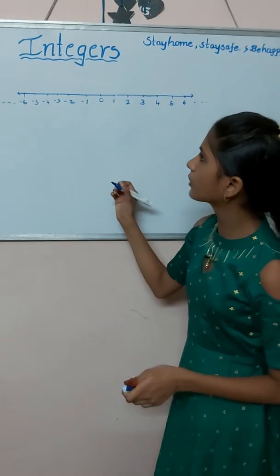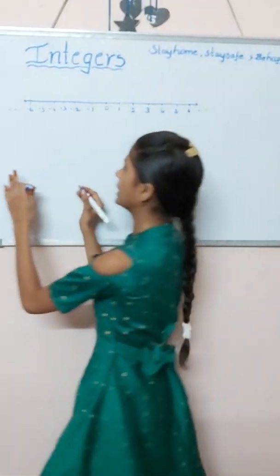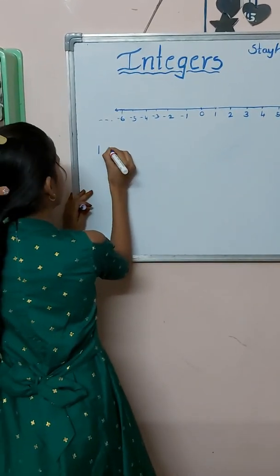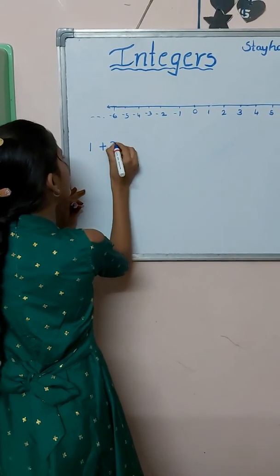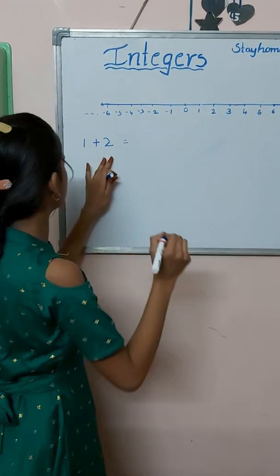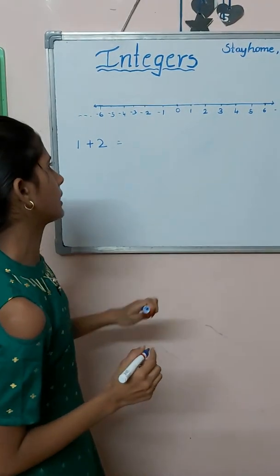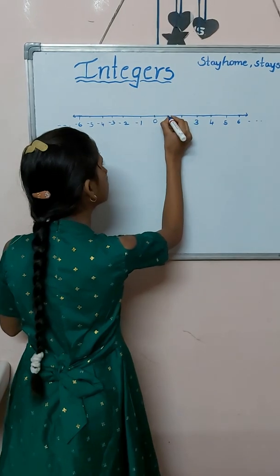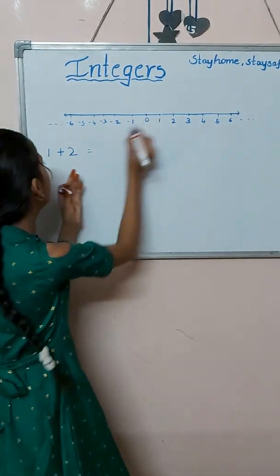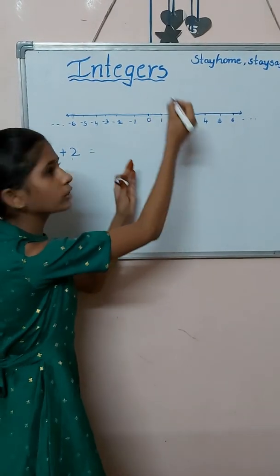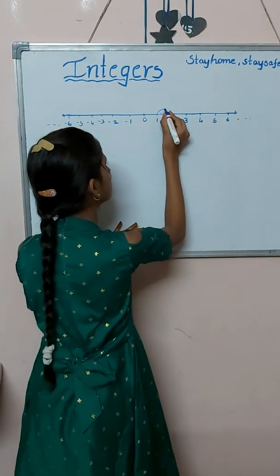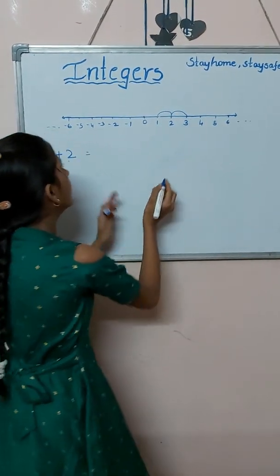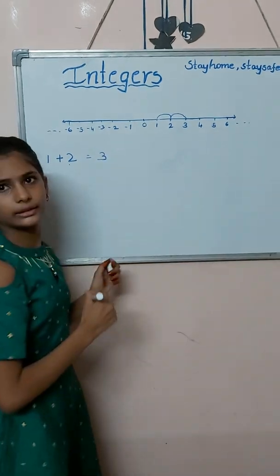First of all, I am taking one example, that is the positive integer 1 and the positive integer 2. We want to tell the answer on the number line. Here there is 1. We want to start from 1 and there is 2, so we want to jump 2 times. Then the answer will be 3.